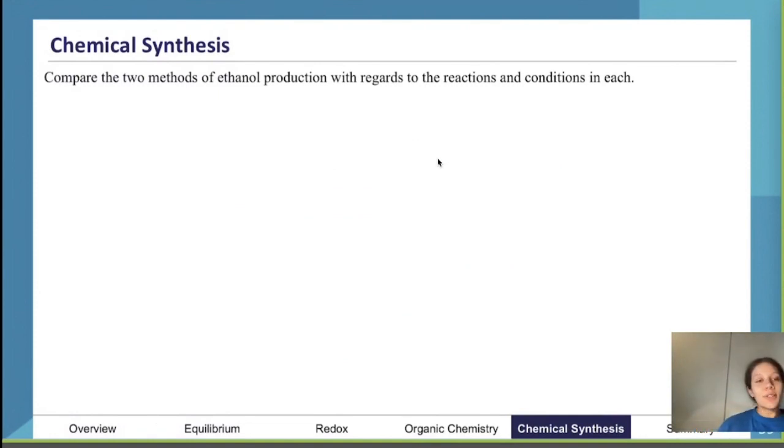All right, so the next question we have is to compare the two methods of ethanol production with regards to the reactions and conditions in each. So first thing you have to do is actually remember what are the two ways of producing ethanol, and then we need to compare them. Like I mentioned right at the start of today, another good thing to get in the habit of doing with your short answer questions is breaking down the cognitive verb there.